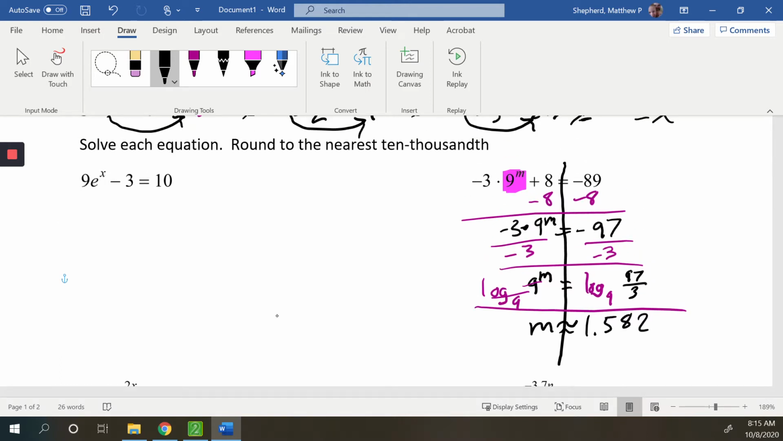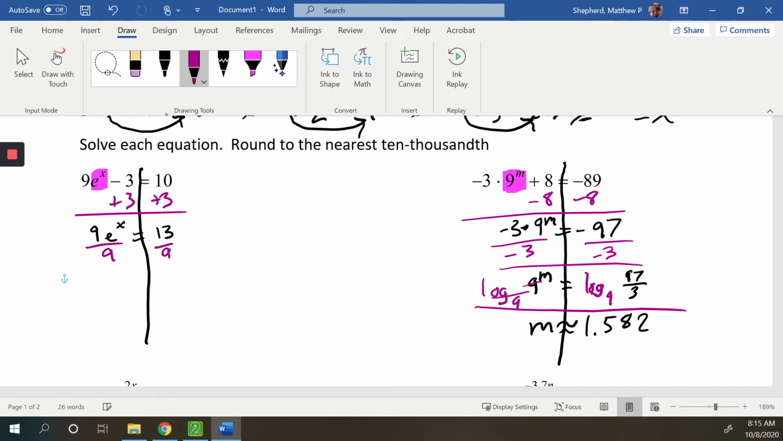Over here we've got 9 times e to the power of x minus a 3. Once again, get your exponential statement alone first. So we'll go ahead, add this 3 to both sides, which will leave us with 9 times e to the power of x is equal to 13. We can divide both sides by the 9 to get e to the power of x is equal to a 13/9.